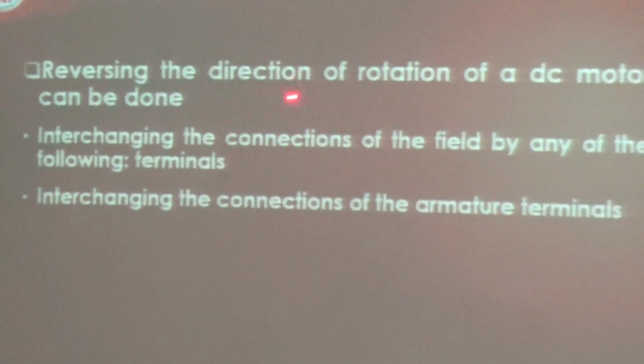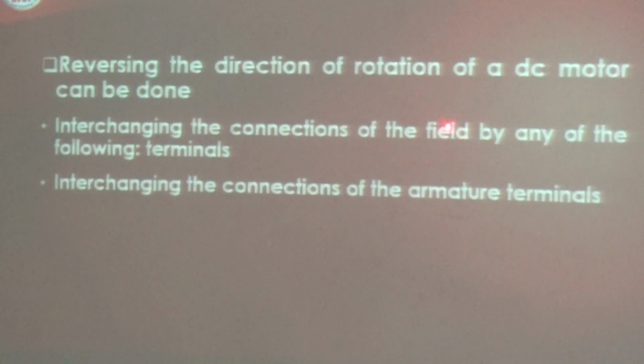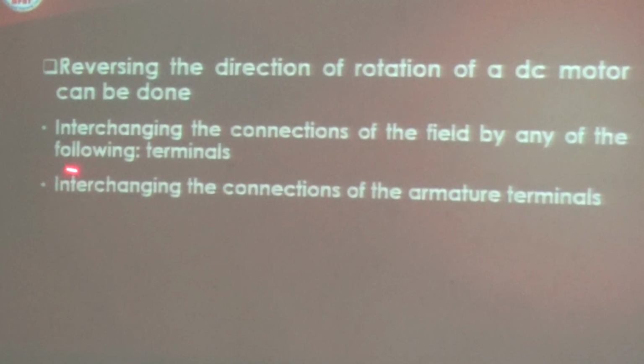So when reversing a DC motor, reversing the direction of rotation of a DC motor can be done by interchanging the connection of the field or interchanging the connection of the armature terminals. That's two-way.